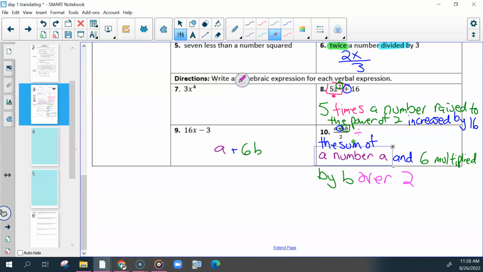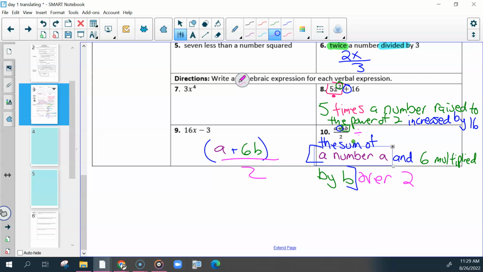And actually, in this case, this would work. It didn't work last class because of the way we worded it. But because the sum of is saying these two things have to go together, those are like in parentheses-ish. We don't have to put them. And the over 2 would be fine. If we had not used the sum of, let's say we just said a number A plus 6 multiplied by B, and then we use over 2, it would be different.